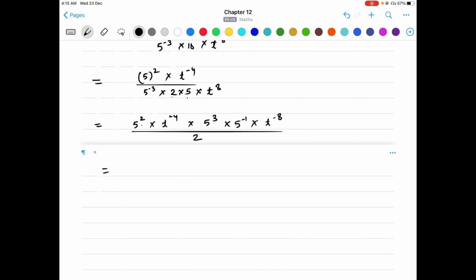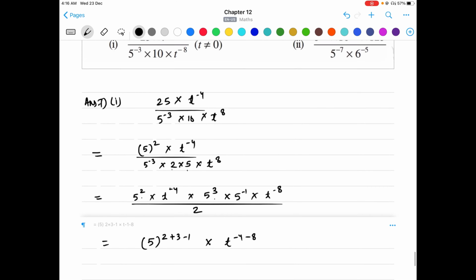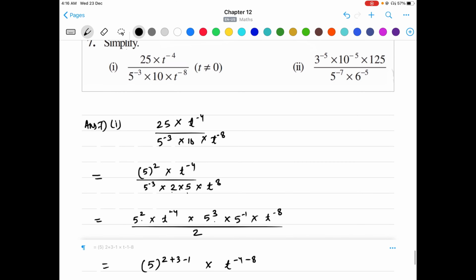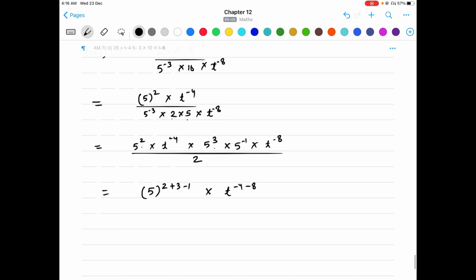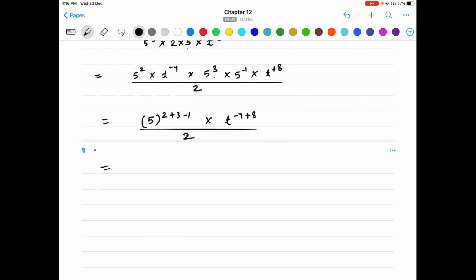So we have 5 power 2 here, 5 power plus 3 here, and 5 power minus 1 here. So let's write the common base number 5 and add all the powers. We have 2 plus 3 minus 1. Similarly, for t, here we have minus 4, and then we have minus 8, which will change to plus 8, so it will be plus 8 here. Okay, whole divided by 2.